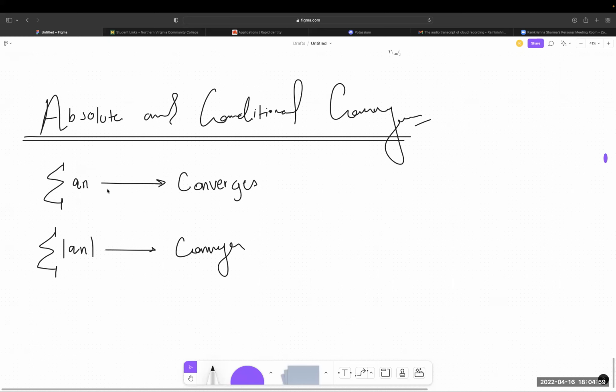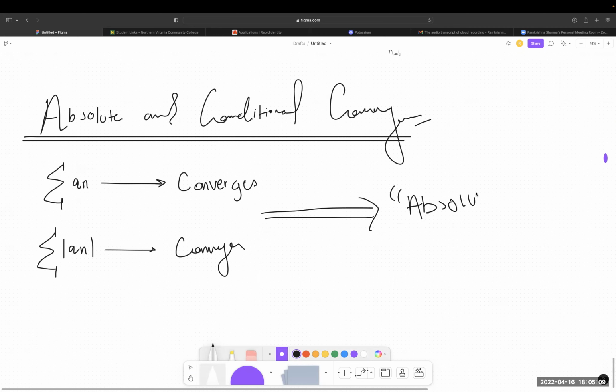Then I'm going to say, so if the normal converges and the absolute value version converges, then it is something called absolutely convergent. I mean, there is no doubt that it is absolutely convergent, right? The absolute value version converges, the regular version converges, you are absolutely convergent.